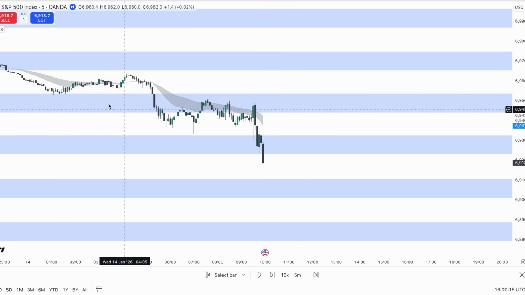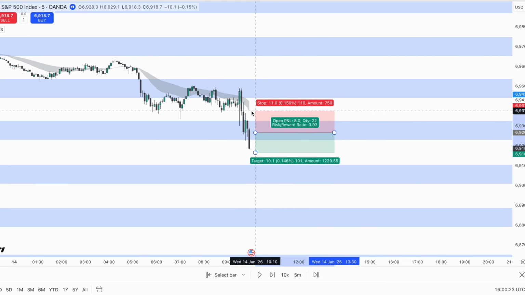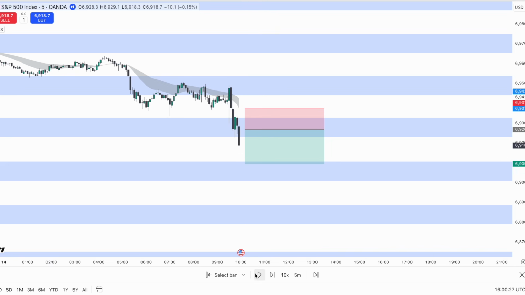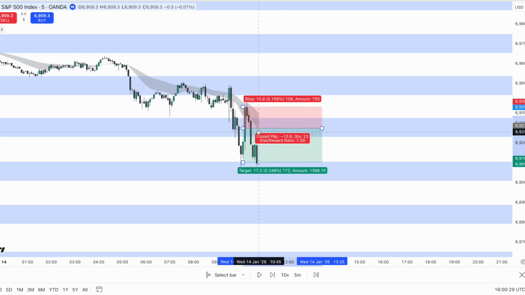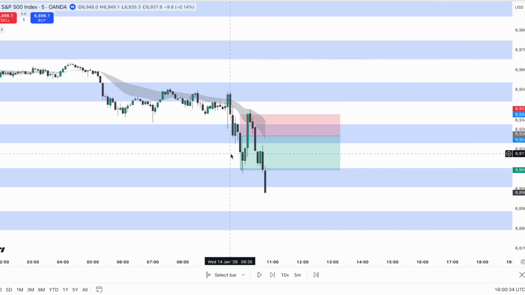Here we see a very strong drop at the open, which is in line with bearish momentum. We could enter short here, place our stop above market structure or just near the cloud, and place our target at the next demand level. Then we wait.